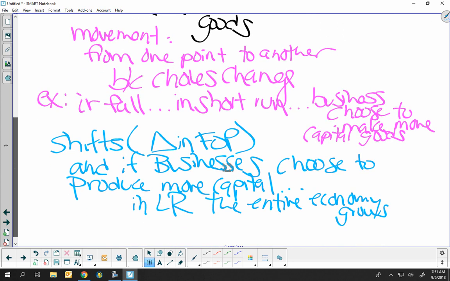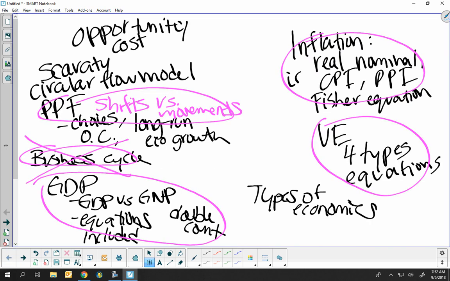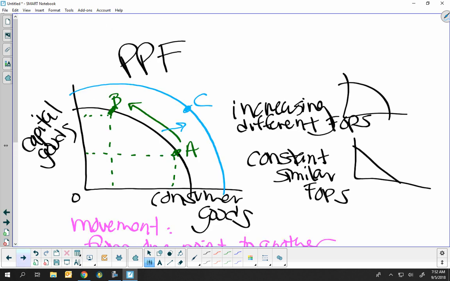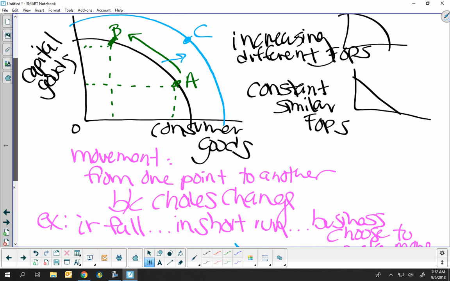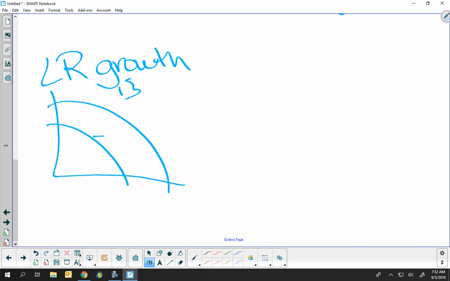Does anyone have any questions about the idea of movements versus shifts? Let me make one thing clear, because I wrote it here, but then no one said anything. I guess you talked about PPF curves, but the idea of long-run economic growth, like the economy growing and being a bigger economy than ever before, long-run growth is this. That is long-run growth. What does this show us? There's a shift outwards, it's an increase in capital goods, and an increase of resources.